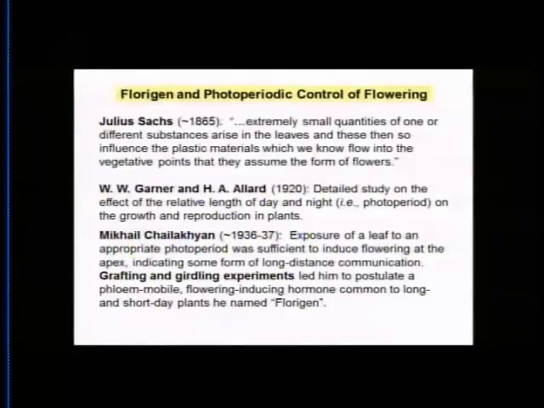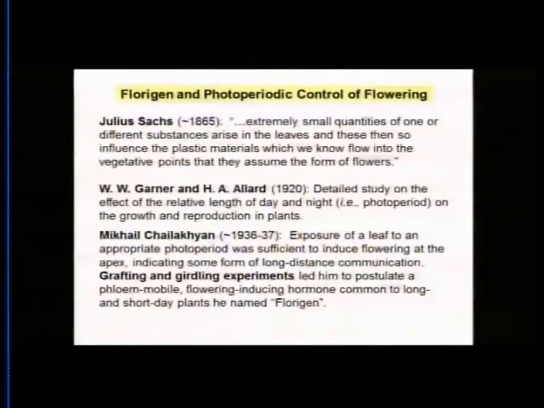In between the work of Julius Sachs and this guy down here, Mikhail Chailakhyan, we'll talk about a bit. A very important discovery was made by USDA scientists, where they published the first well-articulated articles on the photoperiodic nature of flowering, working with Maryland Mammoth tobacco and also soybean in 1920.